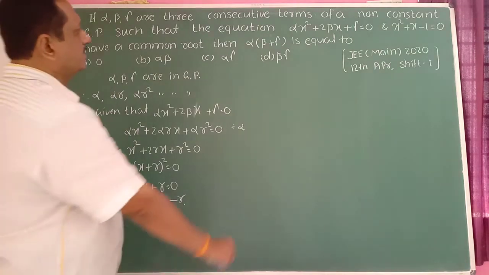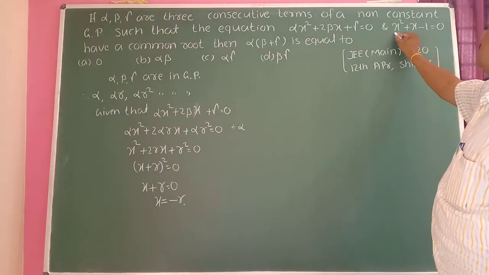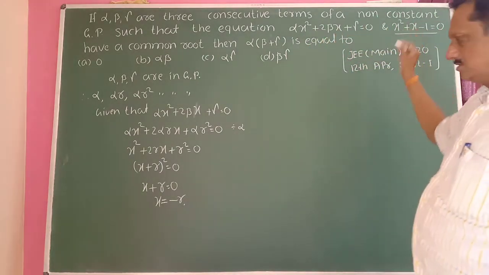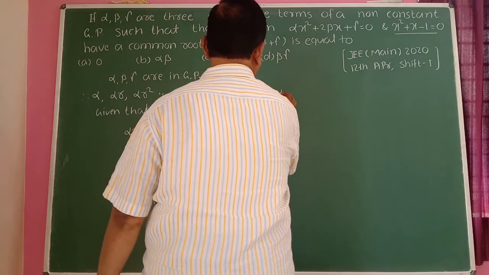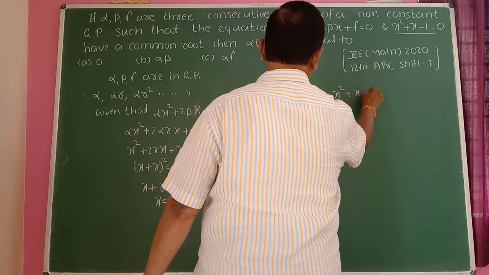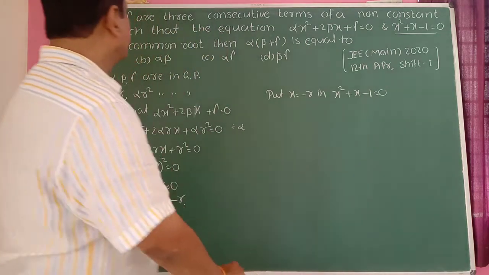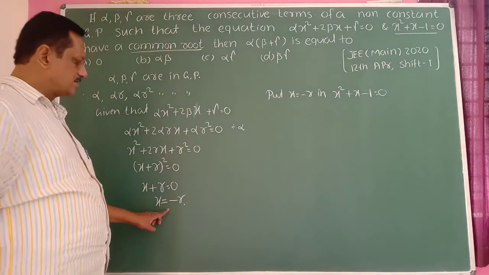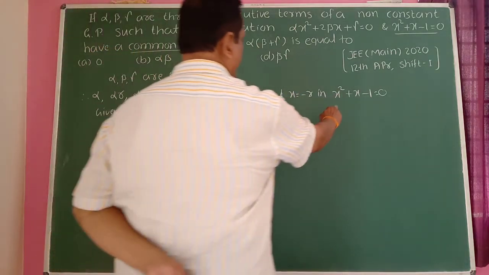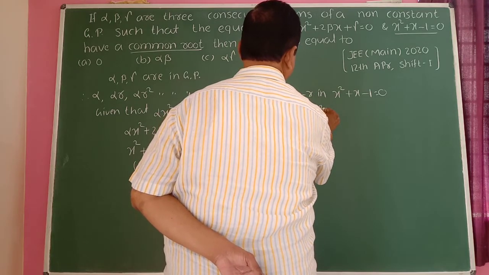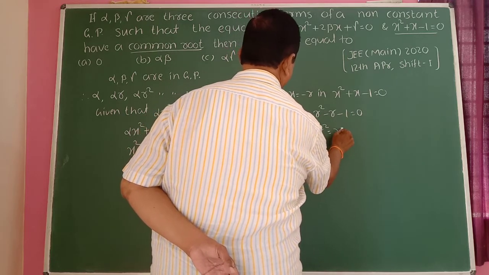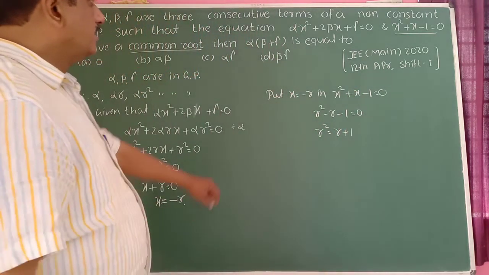Here they have given both equations have a common root. Therefore, x equal to minus r satisfies this equation also. So put x equal to minus r in x square plus x minus 1 equal to 0, because both have a common root. So substitute here: minus r whole square is r square, minus r minus 1 equal to 0. Hence r square is equal to r plus 1. We want this result here.